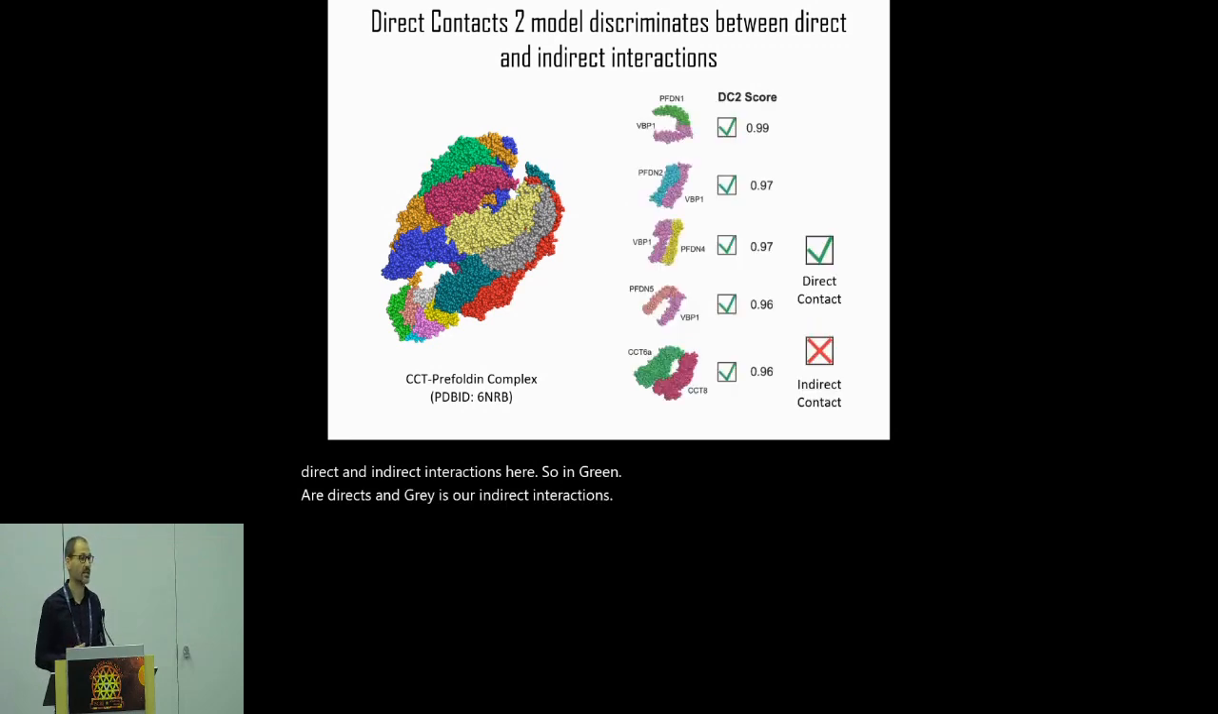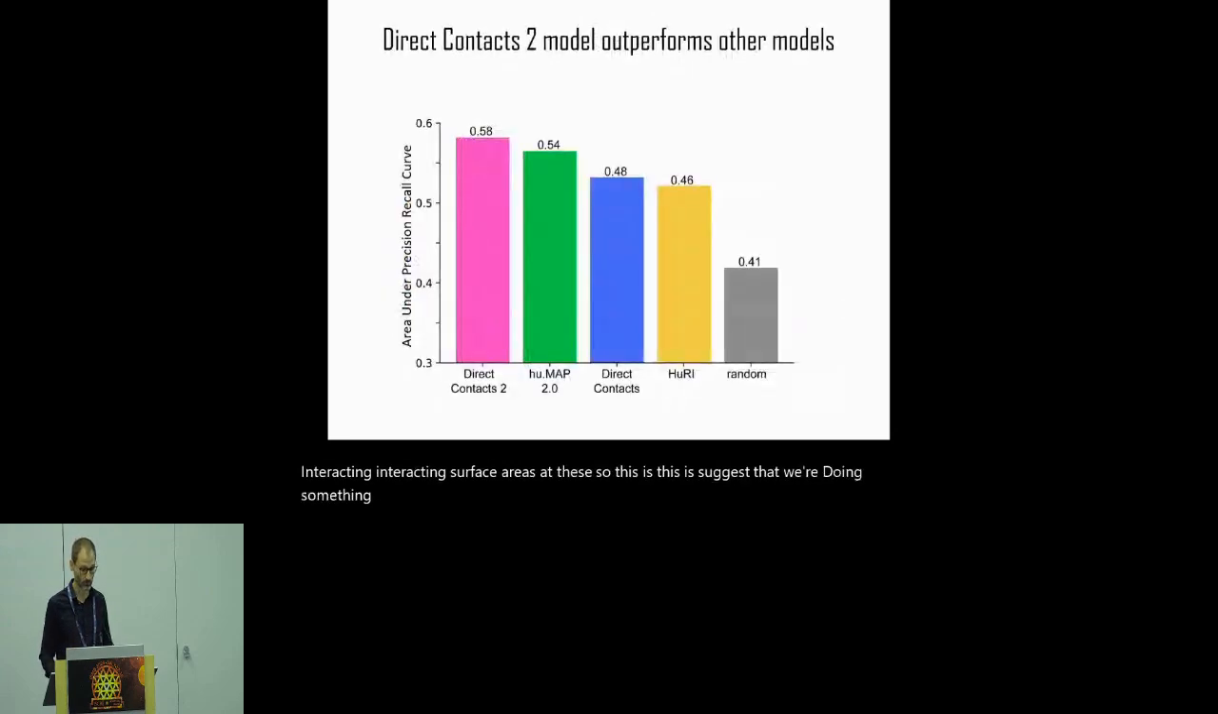Okay, we can just look at the top 5 scoring predictions here, and they're all directly interacting. And not only that, if we look at the structures of these, they actually have a lot of interacting surface area. So this suggests that we're doing something right here. Okay, we can look at this on a leave-out benchmark in terms of comparing this to other models, and we see that we're outperforming these other models, such as my previous hu.MAP 2, but also the previous direct contacts based on this graphical model approach, as well as a yeast two-hybrid network, the HuRI network.